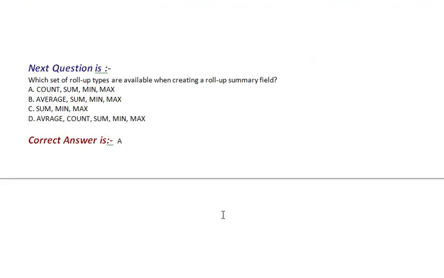Our next question is, which set of rollup types are available when creating a rollup summary field? Option A, count, sum, min, max. Option B, average, sum, min, max. Option C, sum, min, max. And option D, average, count, sum, min, max. The correct answer is option A.